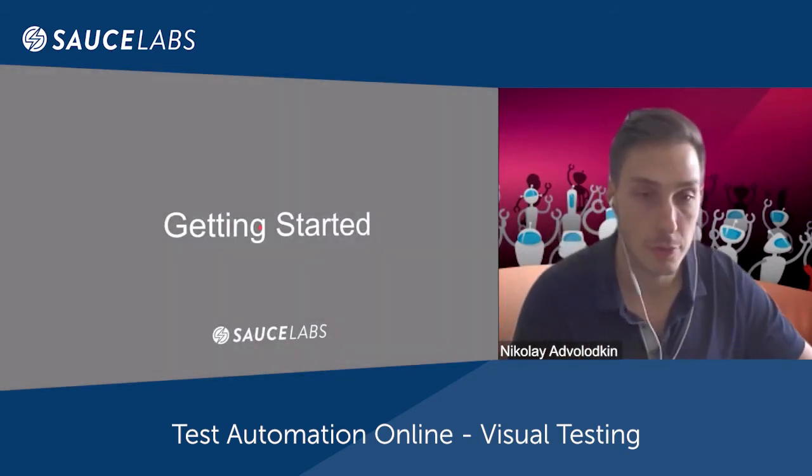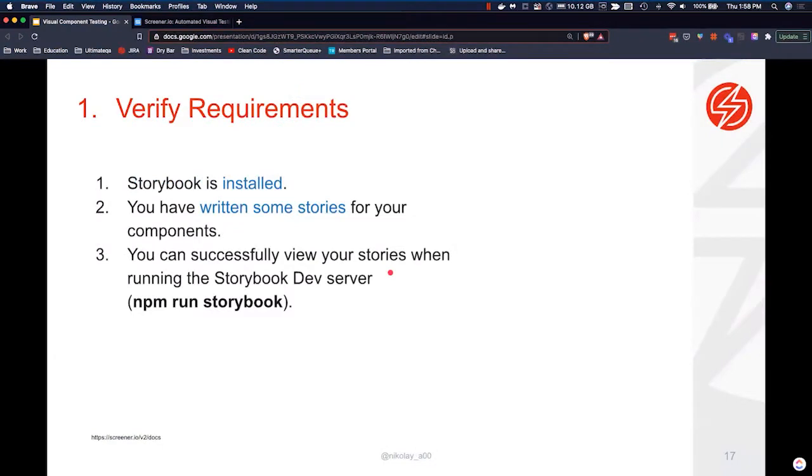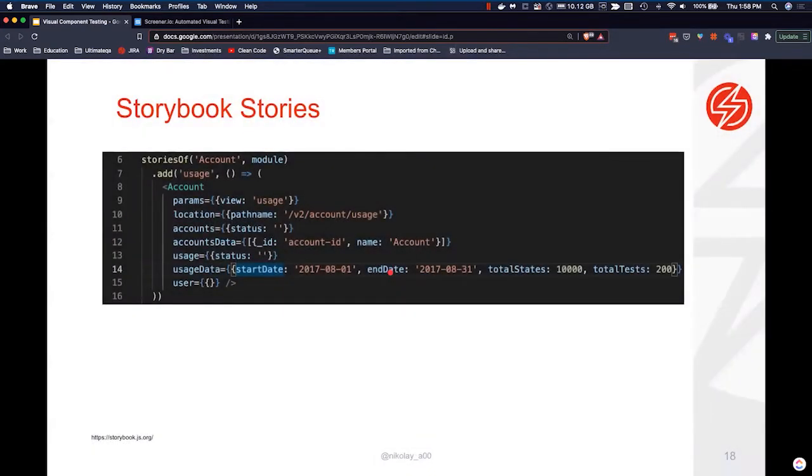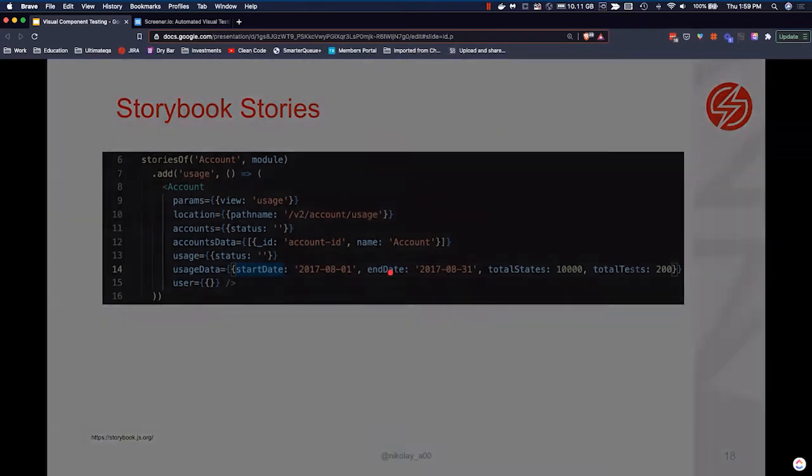So how do we get started with visual component testing? You need to make sure that Storybook is installed. You need to make sure that you've written some Storybook stories, and of course that you can run Storybook on your server. So here's an example of a Storybook story, in case people are not familiar with it. Probably if you're a front-end dev, you are familiar with Storybook, as it tends to be an extremely popular way to test components. But if you're not, you can definitely get started. And there's a really great tutorial on the Storybook website on how to get started.